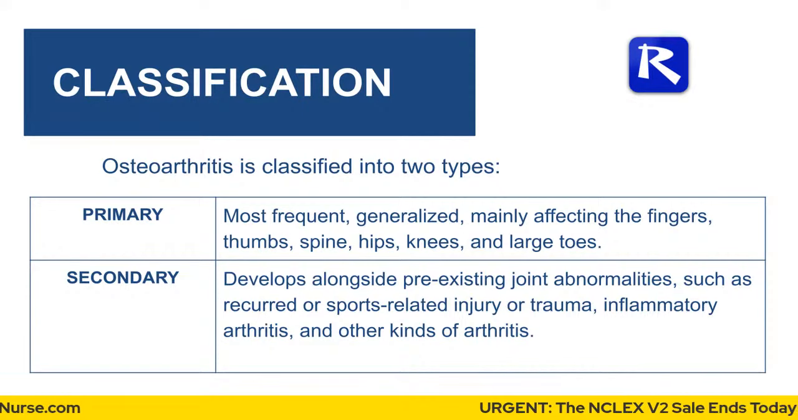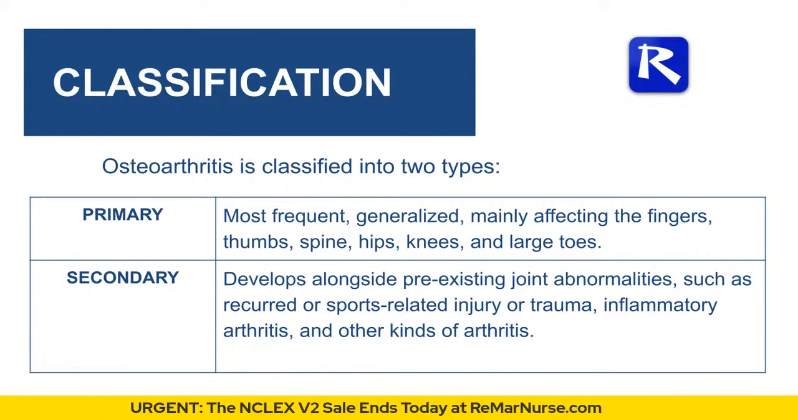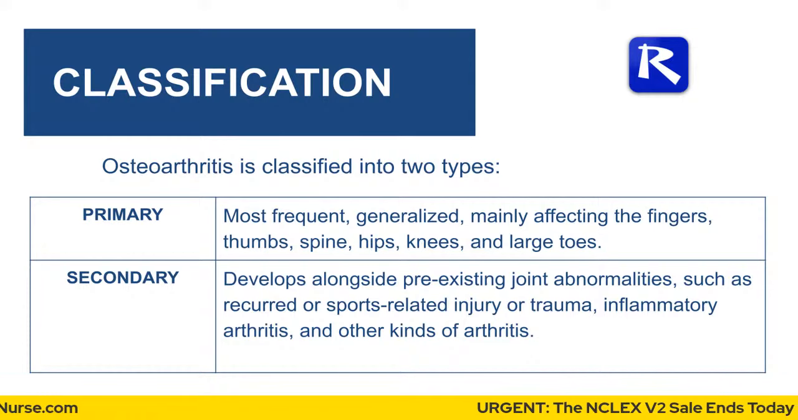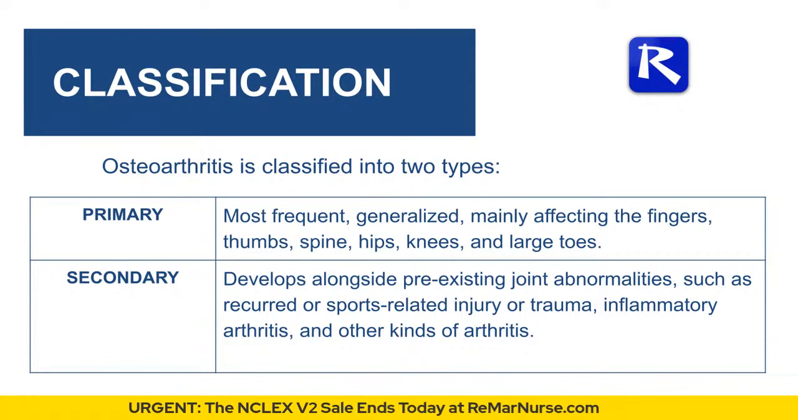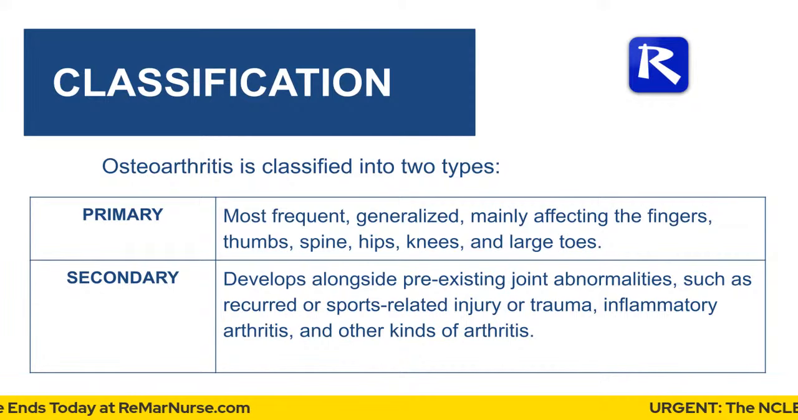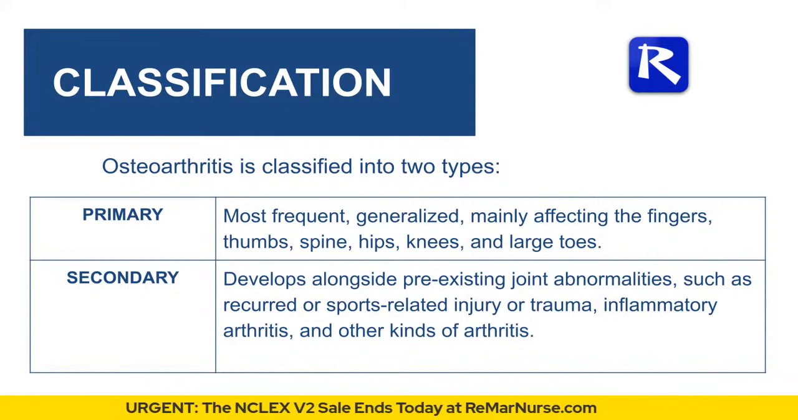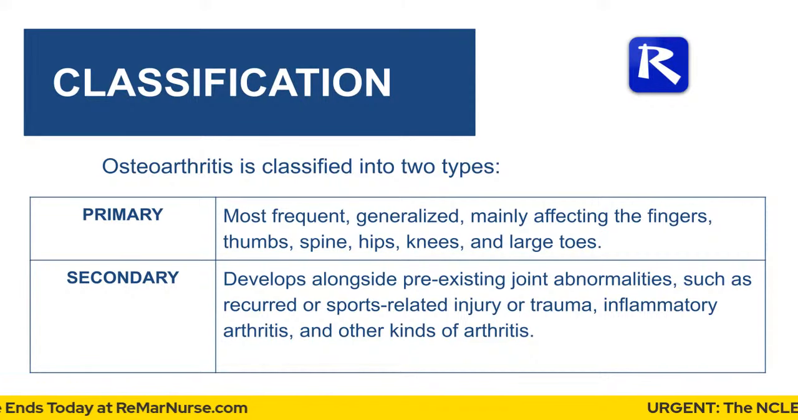Secondary means that it is happening because of something else that is causing this condition to come on, okay? So for example, it develops alongside another pre-existing joint abnormality, such as people who play football and are constantly getting sports-related injuries or trauma. Well, because the sport-related injury is causing unnecessary wear and tear to that joint, then inflammation is going to occur.